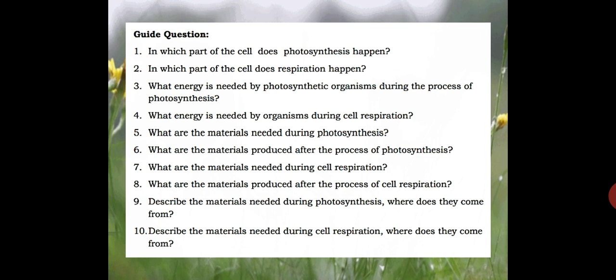Number 3, what energy is needed by photosynthetic organisms during the process of photosynthesis? Number 4, what energy is needed by organisms during cellular respiration? Number 5, what are the materials needed during photosynthesis? Number 6, what are the materials produced after the process of photosynthesis?